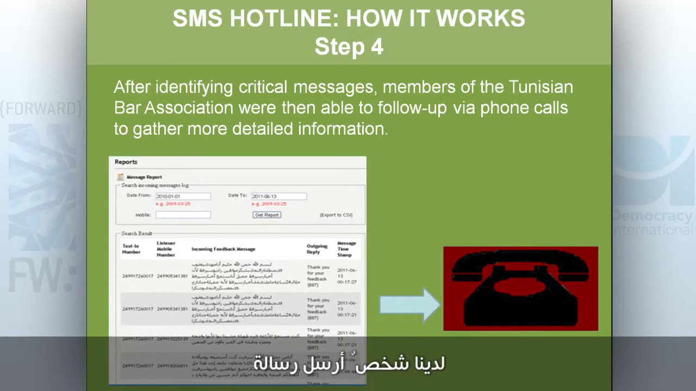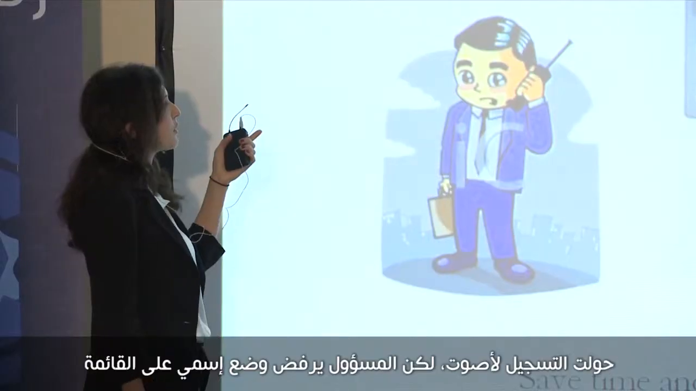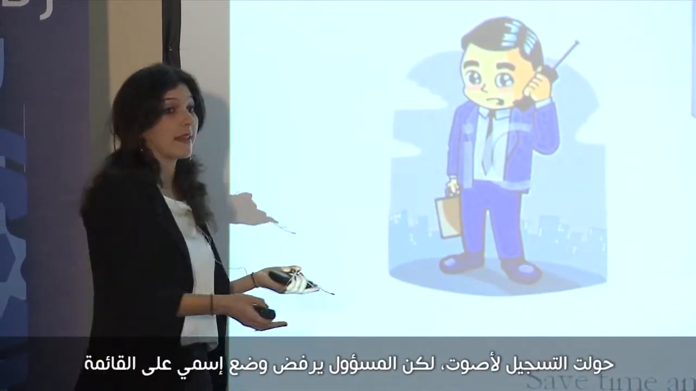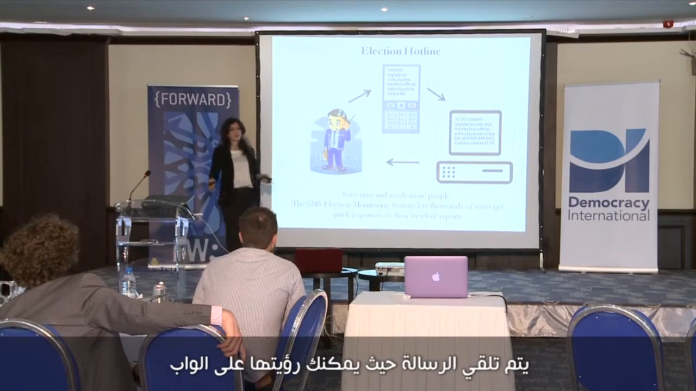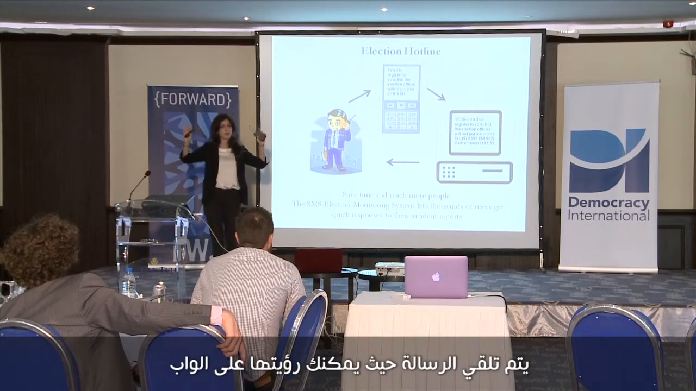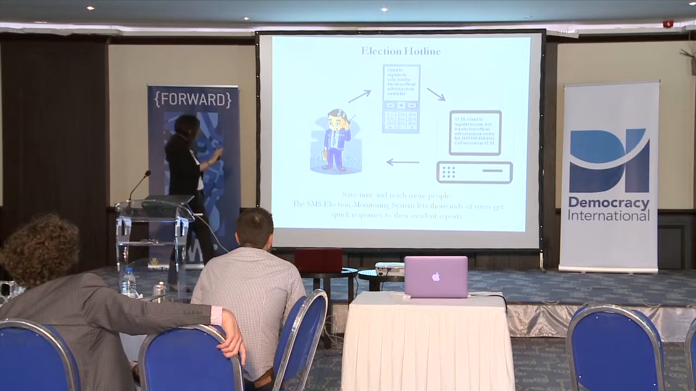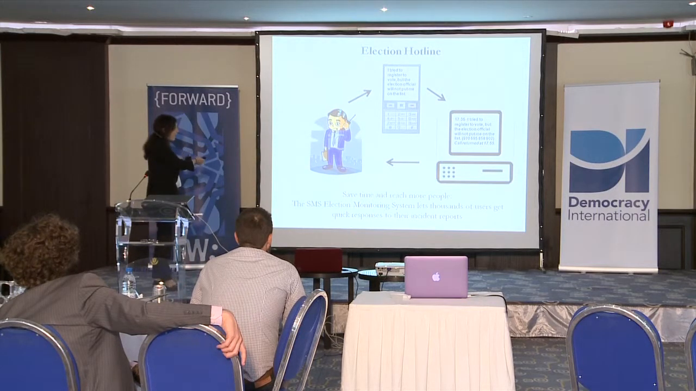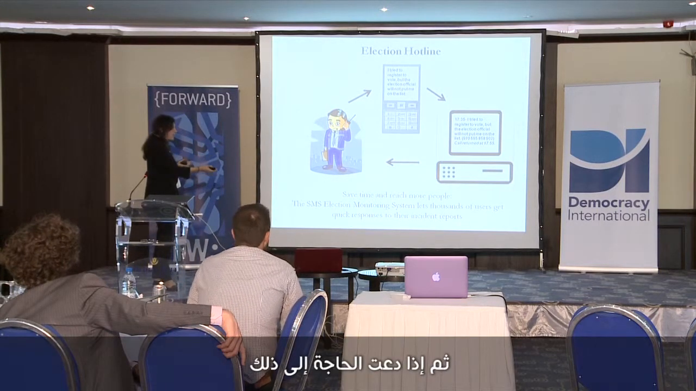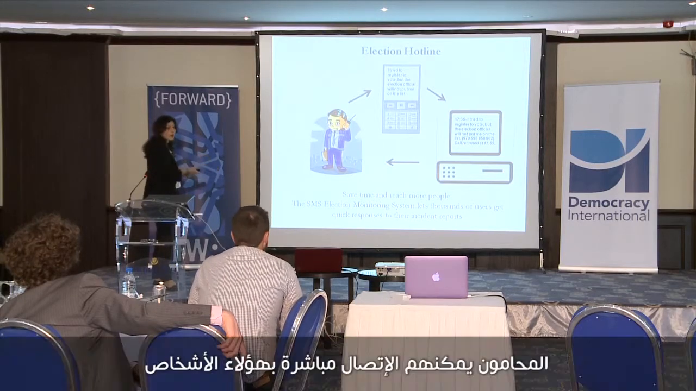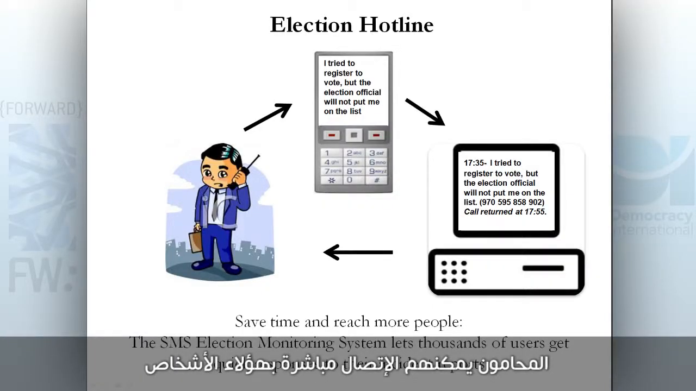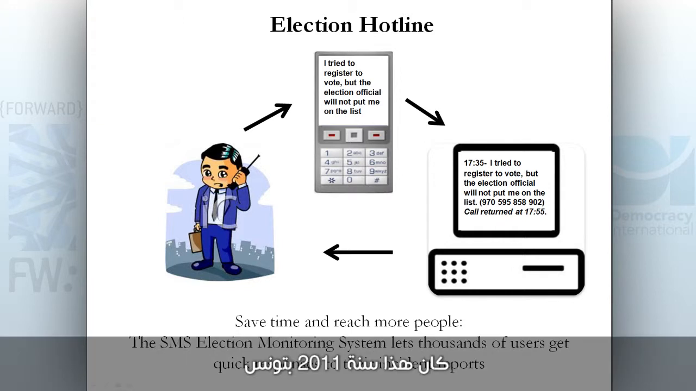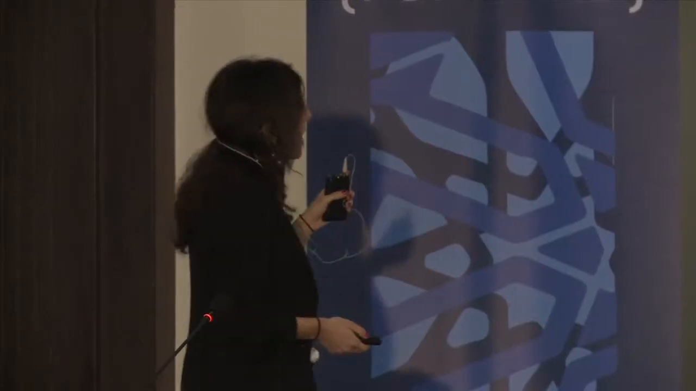So you have a person who texts in, I tried to register to vote, but the election official will not put me on the list. That message is received. You can view it in the web platform. And then if the need arises, lawyers can reach out directly to those people. So that was Tunisia in 2011.